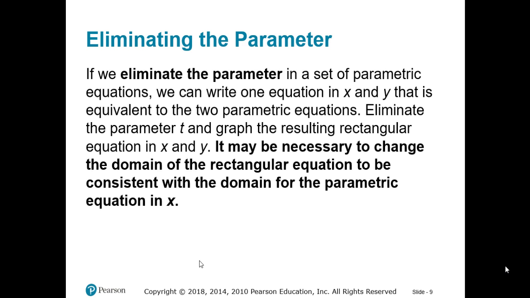Now, how do we eliminate the parameter? If we eliminate the parameter in a set of parametric equations, we can write one equation in x and y that is equivalent to the two parametric equations. Eliminate the parameter t and graph the resulting rectangular equation in x and y. It may be necessary to change the domain of the rectangular equation to be consistent with the domain for the parametric equation in x.